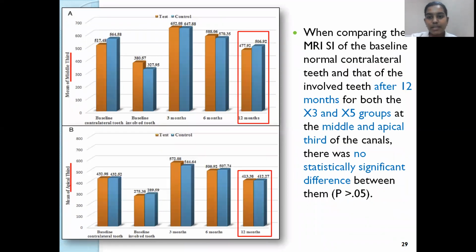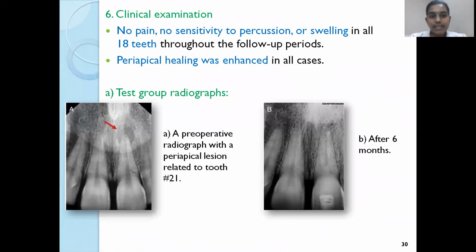When comparing the MRI signal intensity of the baseline normal contralateral teeth and that of the involved teeth, after 12 months for both the test group and the control group at the middle and the apical third of the canal, there was no statistically significant difference between them. On clinical examination, no pain, no sensitivity to percussion or swelling was observed in all 18 teeth throughout the follow-up period, and periapical healing was observed in all the cases.